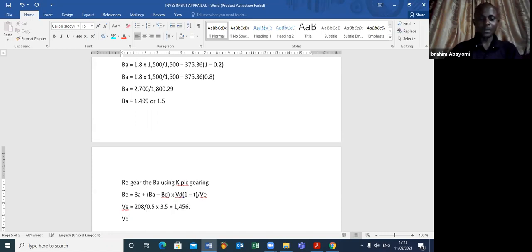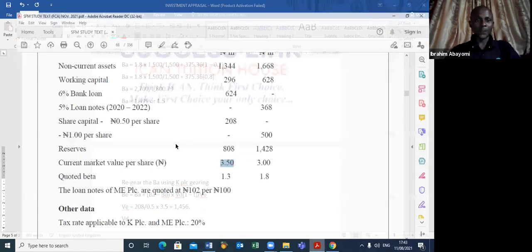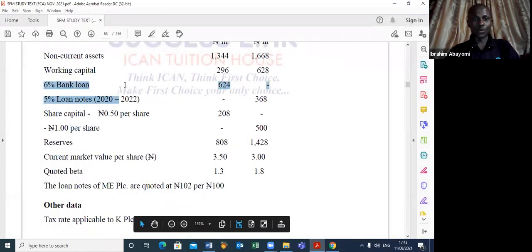What about debt? Market value of debt. What debt is the company having? The company is having bank loan. Bank loan is non-traded. Because it is non-traded, the market value and the book value will be the same. Don't forget the principle we have been teaching all this while.